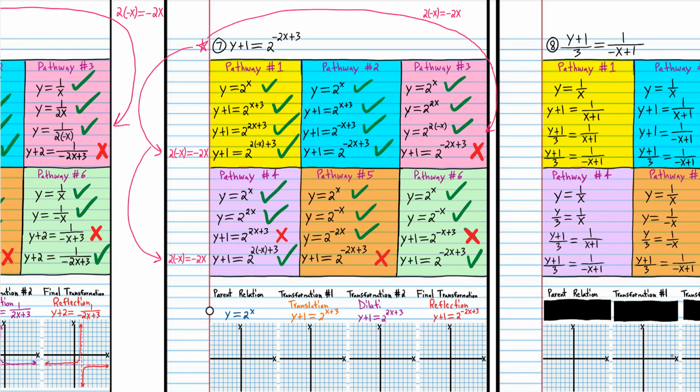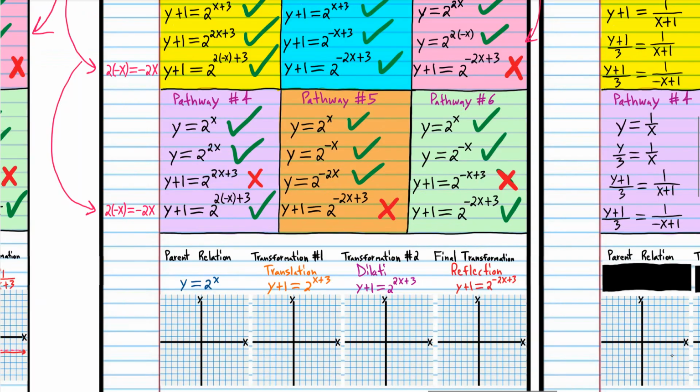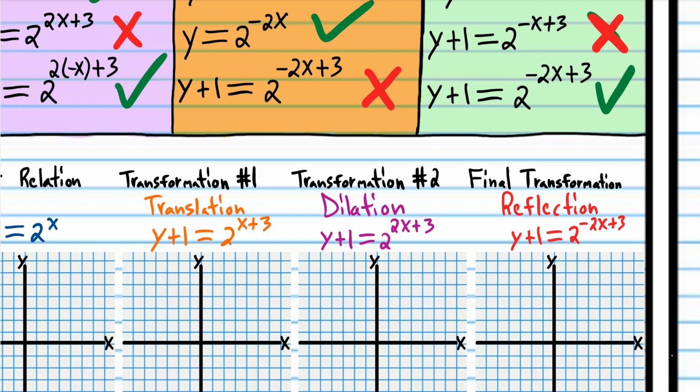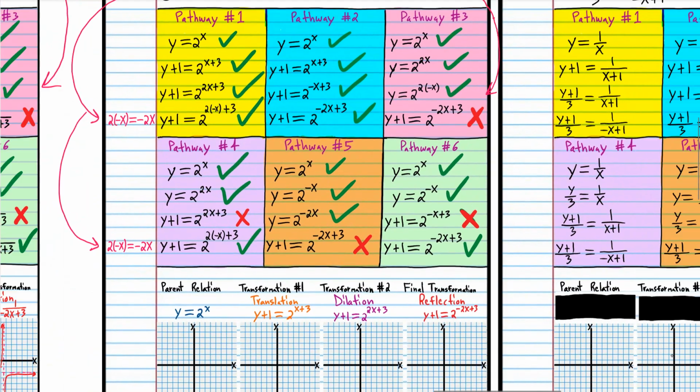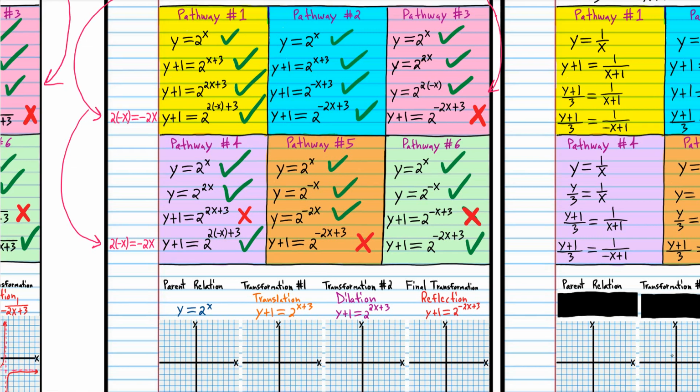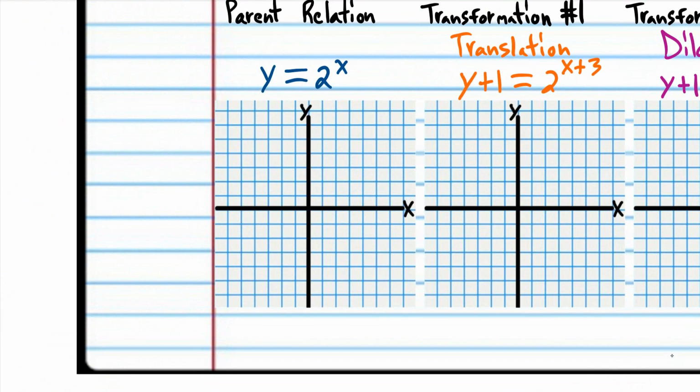We're going to translate first, then dilate, then reflect. So let's draw our parent equation. Remember, there's a horizontal asymptote. And plug in 0, we get 1. Plug in 1, we get 2. Plug in 2, we get 4. And that's plenty of reference points, at least as much as we can fit on the window.